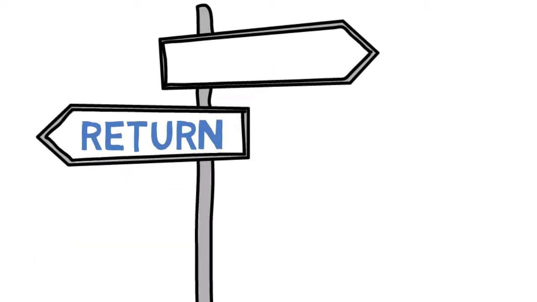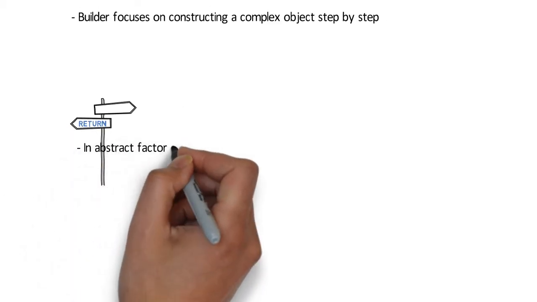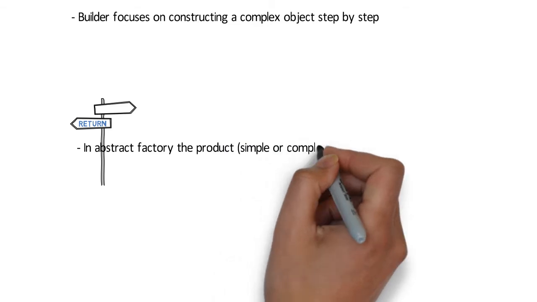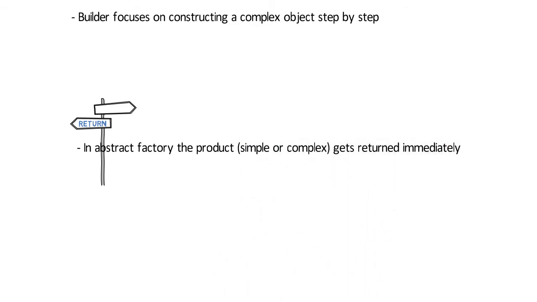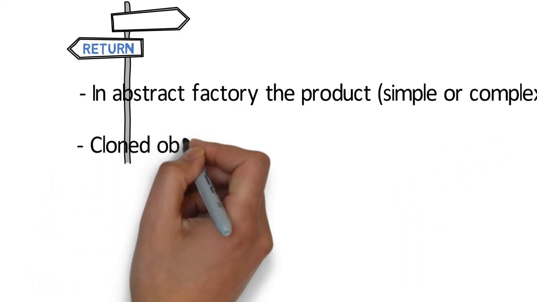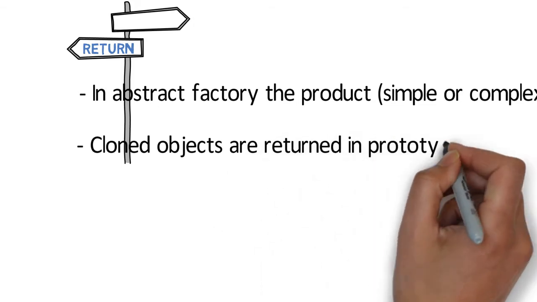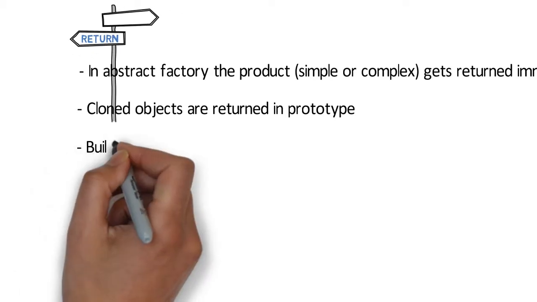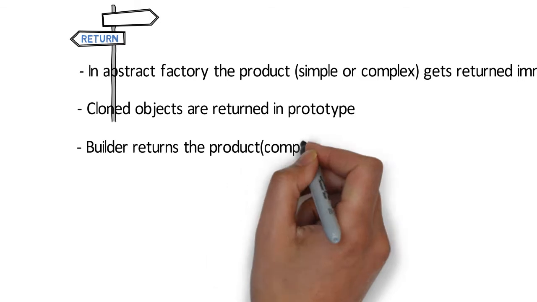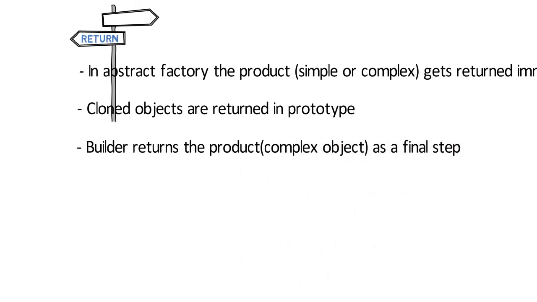Now let's see the return values of these different design patterns. In abstract factory, the product, which may be simple or complex, gets returned immediately. Now in prototype, the clone objects are always returned. Now in the builder, it returns a product, a complex object, as the final step.